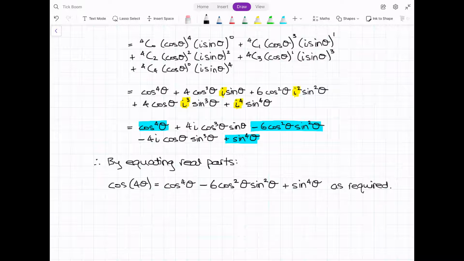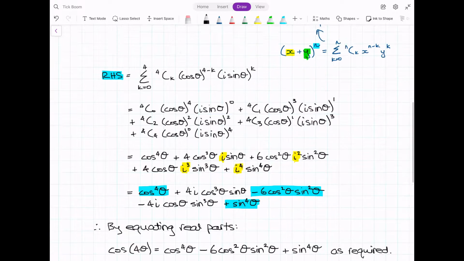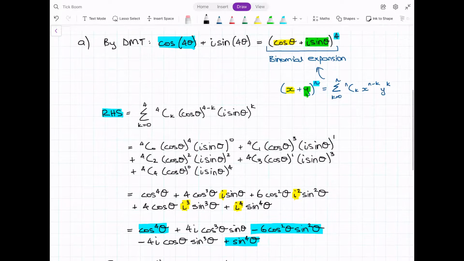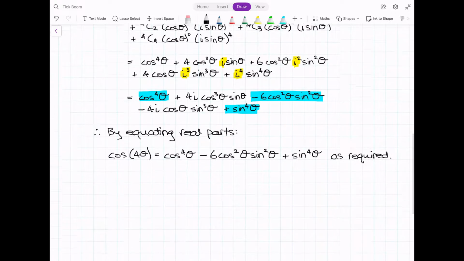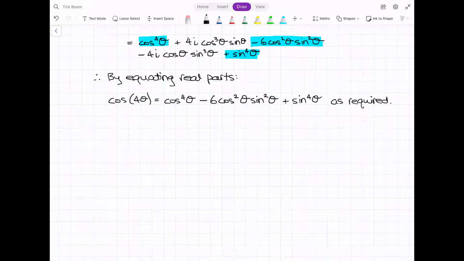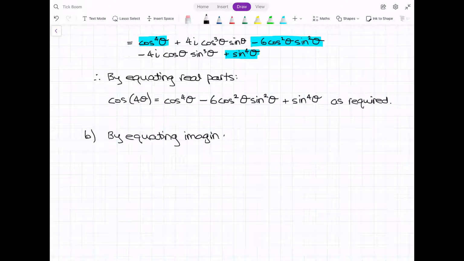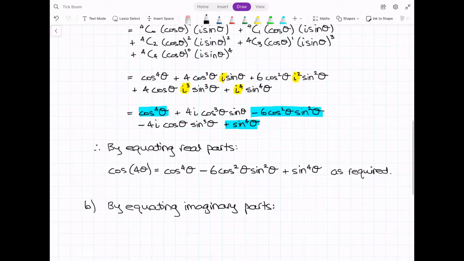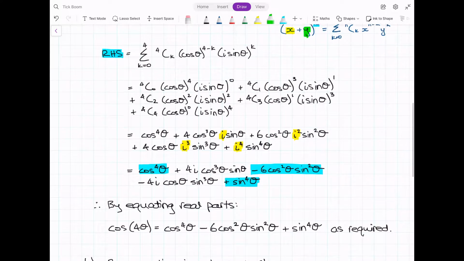Hopefully you followed that. Now, because we've done all this work here with our binomial expansion in part A, part B actually becomes very simple. So for part B, we're just going to say by equating imaginary parts, and then we just get to basically our solution.